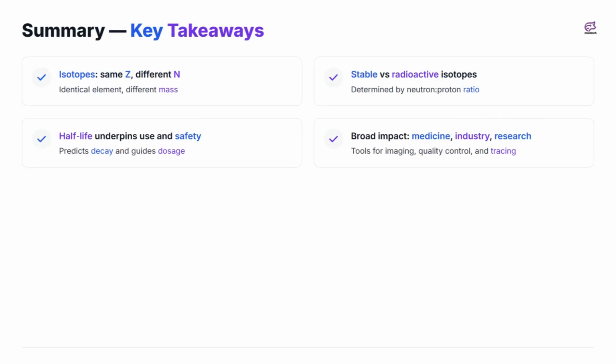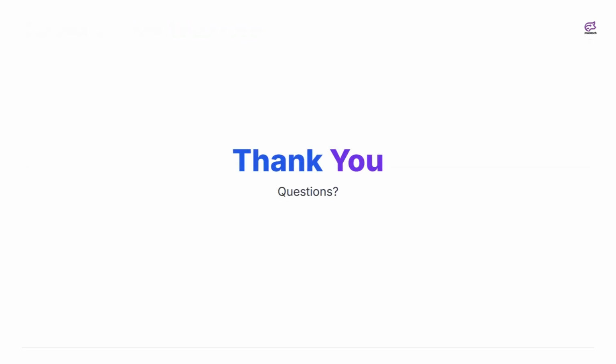So let's summarize the key takeaways. Isotopes are atoms of the same element, with the same number of protons but different numbers of neutrons. We have stable isotopes and radioactive isotopes, a distinction determined by the neutron-to-proton ratio in the nucleus. The concept of half-life underpins all uses and safety protocols, as it allows us to predict decay and guide dosage. And the broad impact of nuclear chemistry is undeniable, providing essential tools for medical imaging, industrial quality control, and scientific tracing.